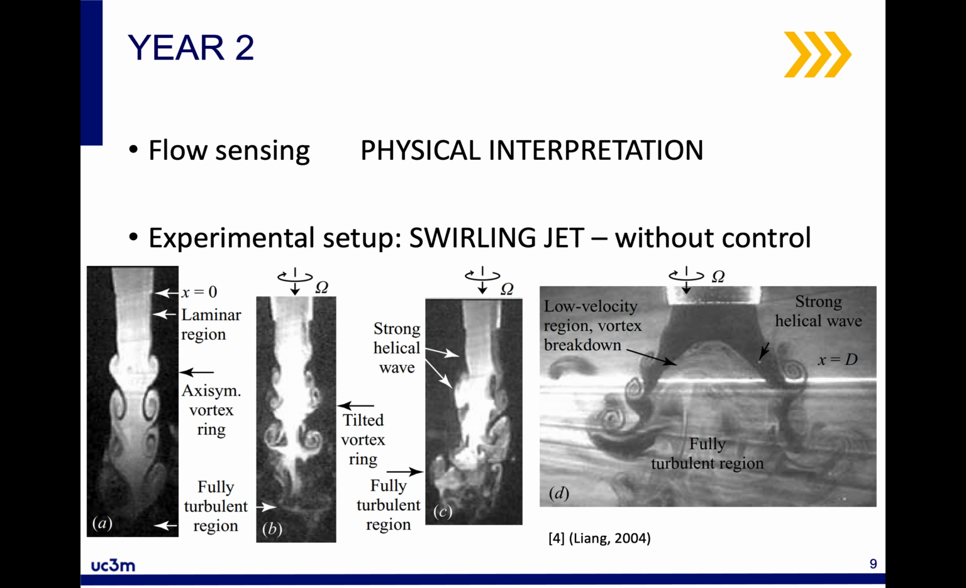In year two, I closed this work of flow estimation, including a physical interpretation, analyzing not only the performance of the neural network. We included also a physical interpretation, considering what types of turbulent structures we have in the original fields and in the reconstructed field, considering what the neural network can recover. And I also did an experiment with swirling jets without control, which was useful to start developing an experimental setup for sensing purposes in a possible real application configuration.